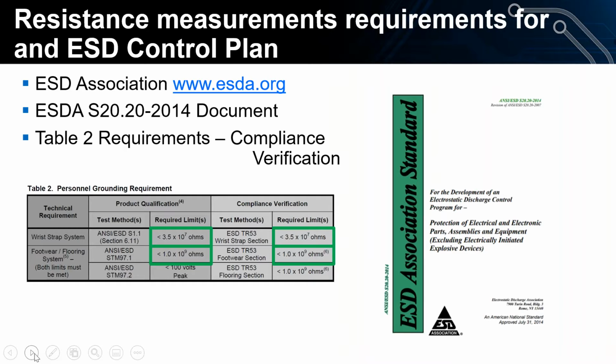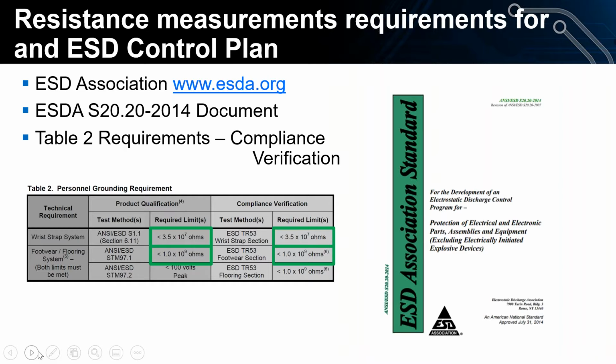S20.20-2014 standard. 2014, if you're not familiar with this standard, is the latest revision. And in this document, there are a number of tables, Table 2 and Table 3, that list all of the maximum resistance numbers that you need to stay below, if you will. And so, for instance, in this area right here, it not only shows you the measurements for product qualification, but it also shows you the measurements for compliance verification.